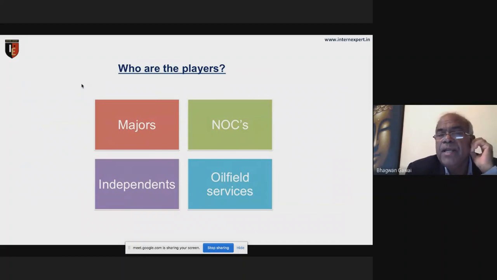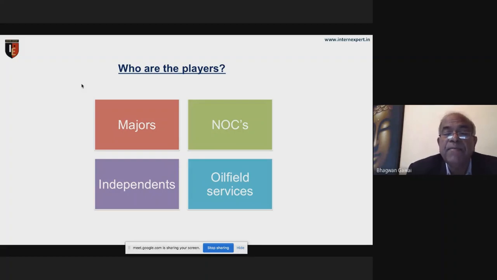Who are the players in upstream? There are majors, like Chevron or ONGC, Caltex, ExxonMobil, BP, Shell. Now Reliance is there in India. Cairn Energy. So these are the majors. Then NOCs, national oil companies, like Hindustan Petroleum, Indian Oil, then ADNOC, Abu Dhabi National Oil Company, Emirates National Oil Company, Kuwait National Oil Company, Qatar National Oil Company. So these are the NOCs.